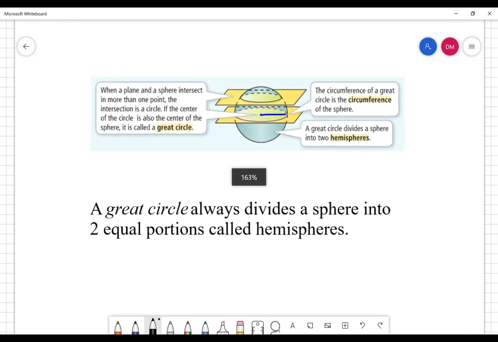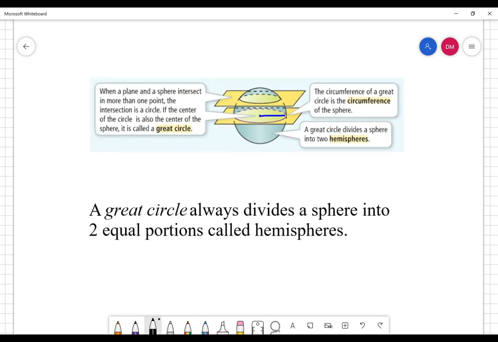So with a sphere, if a plane intersects a sphere in more than one point, it creates a circle. So you can see this plane intersecting and creating this cross section of a circle here. Now, if it just so happens that that plane goes through the center of the sphere, which is also the center of the circle, that's what we call the great circle. So if you think about planet Earth, this would be the equator. That forms a great circle that splits our sphere of the planet into the northern and the southern hemisphere.